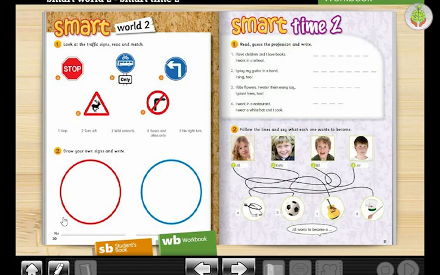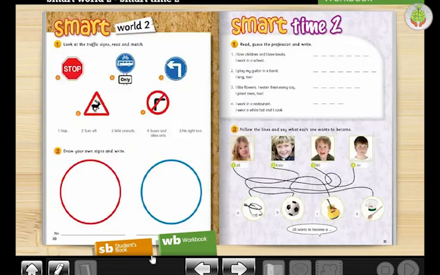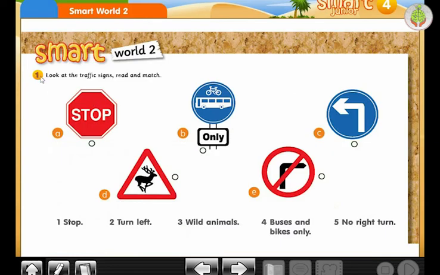Today we're going to solve page 30, page 31, page 32, and page 33. So, let's start with page 30, exercise 1. Exercise 1 says, look at the traffic signs, read and match.